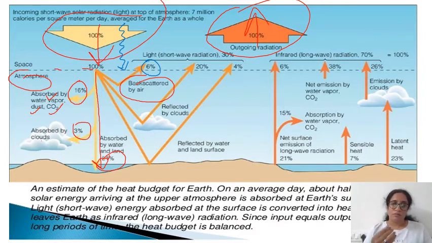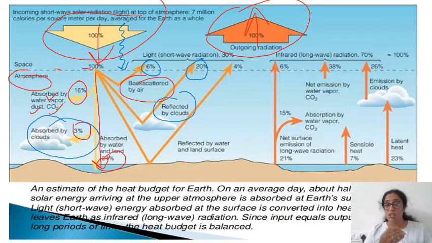Now the clouds that are there, they reflect 20% of this solar radiation. It is very important. Clouds not only absorb around 3% of the solar radiation, but they also reflect the solar radiation, around 20%, and the rest, around 4%, is reflected by the surface.